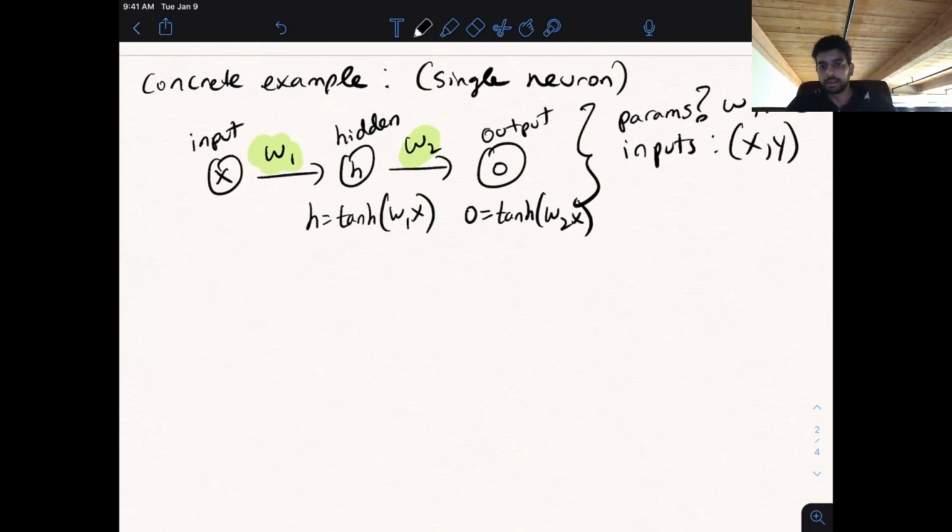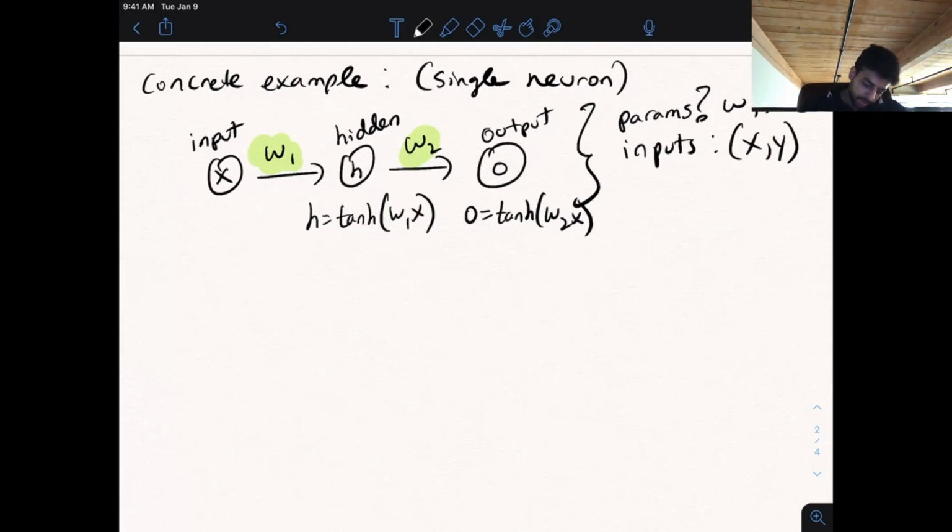These are not our model parameters. They're intermediate variables. We don't have to compute derivatives with respect to h and o specifically to do our model updates, right? Our model updates, our theta is just w1 and w2.